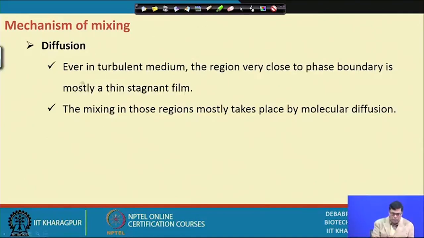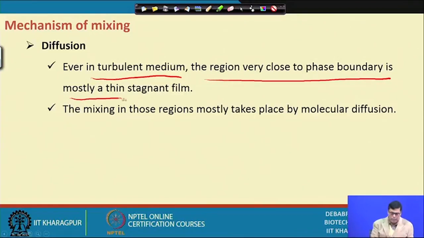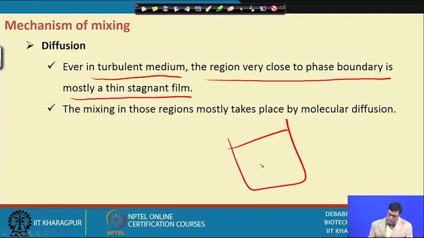In turbulent media, the region very close to the phase boundary is mostly a thin layer. I can tell you, suppose this is a liquid and there is a bubble here, so here you have two boundaries, am I right? This is liquid and here is a gas layer. So, the diffusion that takes place across these regions mostly takes place by molecular diffusion.